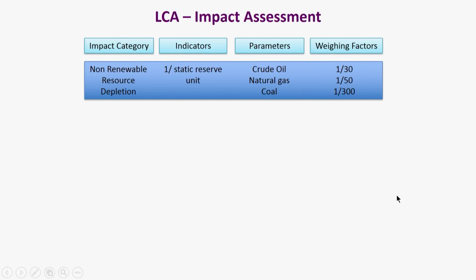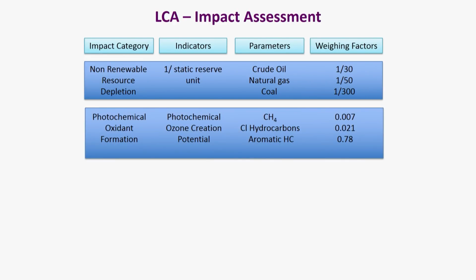Another set of impact categories is non-renewable resource depletion. For example, things like crude oil, which are not renewable; these are fossil fuels. We have crude oil, natural gas and coal, and we have indicated the fraction per static reserve unit. So, what fraction of it is being used up indicates how much of it remains available. You are only using up 1/300 of the available coal, and that will mean that this reserve will last a certain amount of time after this process is done.